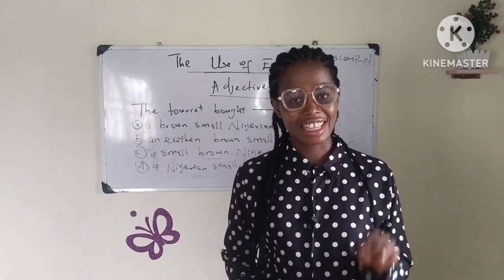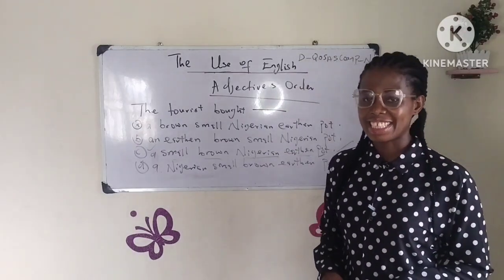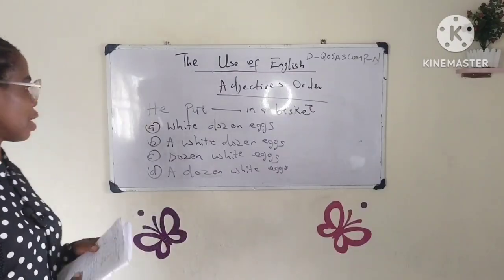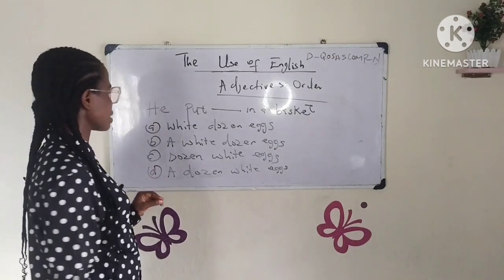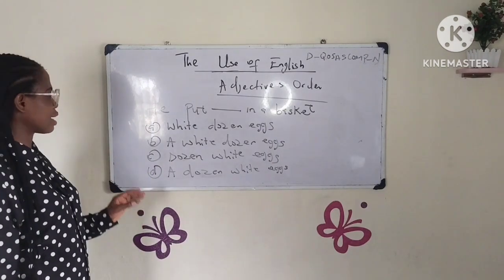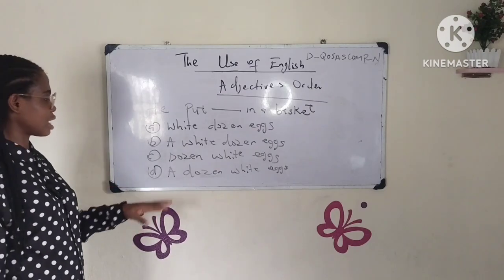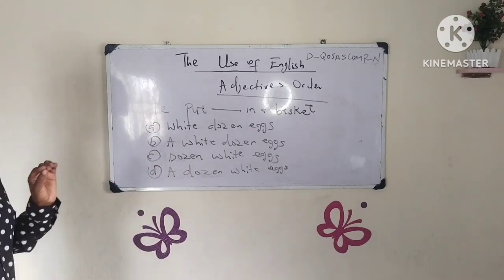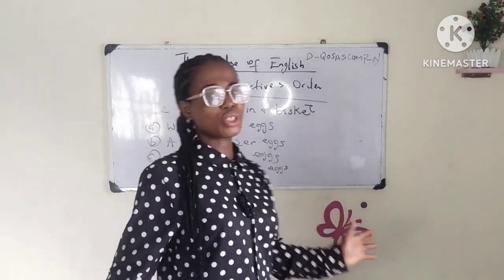From the past questions, still on adjectives order. Let's do the next one. We have: He put dash in a basket. He put dash in a basket. We have a dozen white eggs, a white dozen eggs, a dozen white eggs. Now to answer this question, what should we do?